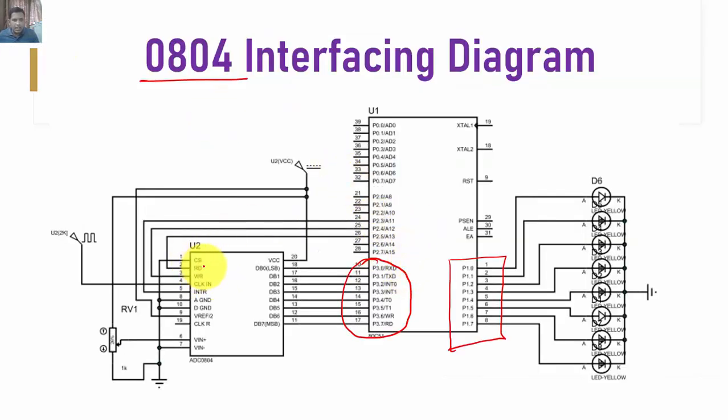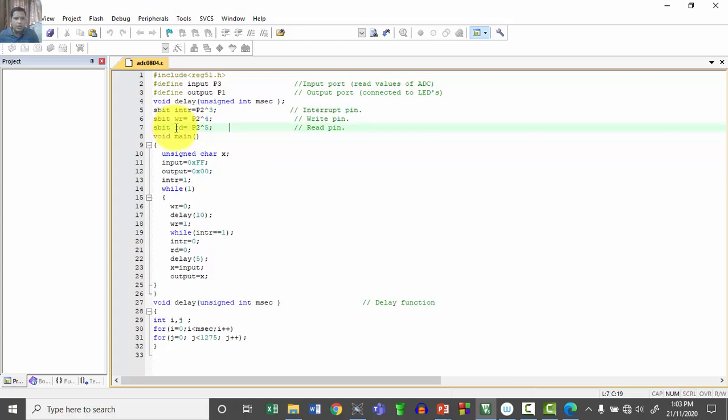Here the RD bar is connected to P2.5. As shown, the RD pin is connected to P2.5, the WR bar pin is connected to P2.4, and the INTR pin to P2.3, right? So as per the requirement, we have assigned the labels here.